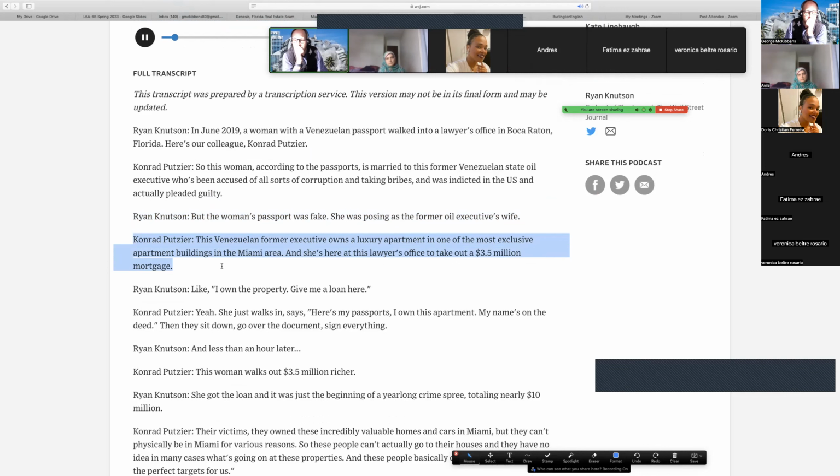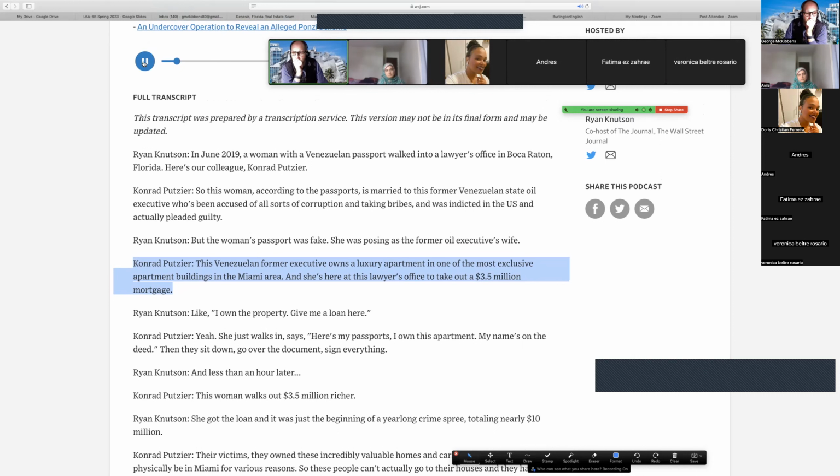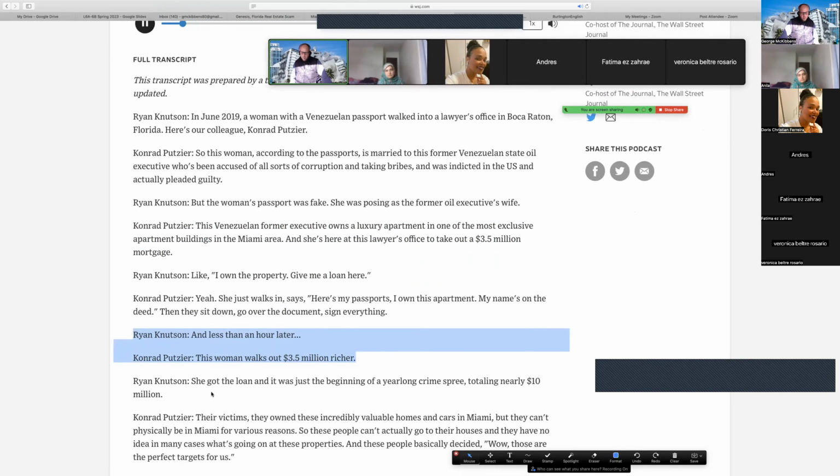This Venezuelan former executive owns a luxury apartment in one of the most exclusive apartment buildings in the Miami area. And she's here at this lawyer's office to take out a $3.5 million mortgage. Like, I own the property, give me a loan here. Yeah. She just walks in, says, here's my passports. I own this apartment. My name's on the deed. Then they sit down, go over the document, sign everything. And less than an hour later, this woman walks out $3.5 million richer.